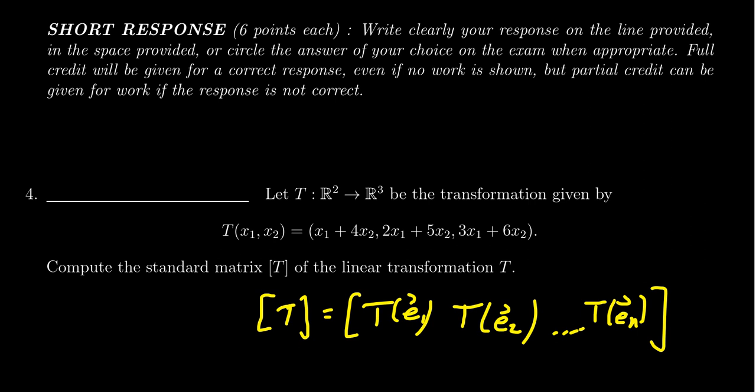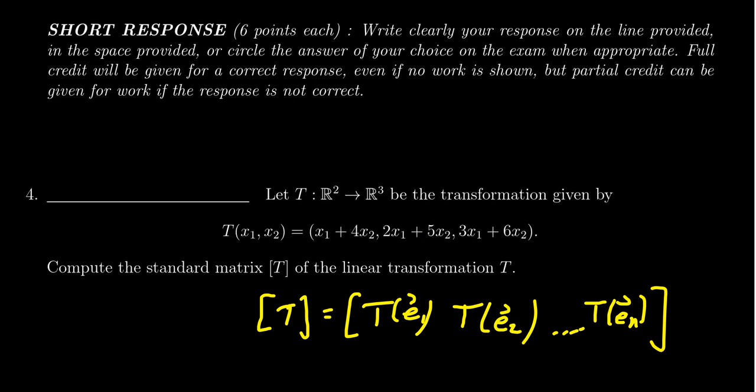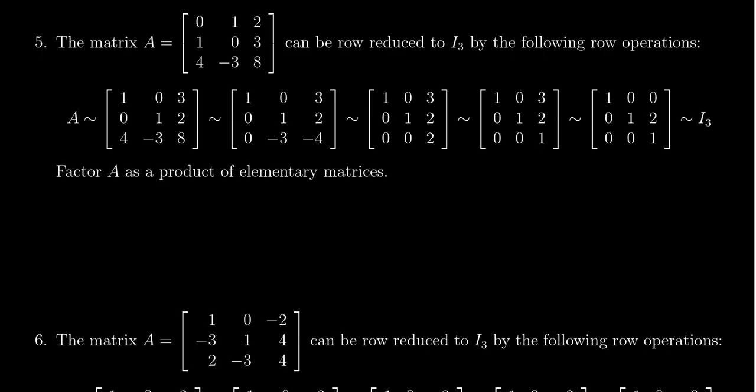So with this one right here, the idea is, if I set X1 to be 1 and X2 to be 0, what do I get? That gives me the first column. If I set X2 to be 1 and X1 to be 0, all the other variables to be 0, that's going to be my second column. That's how we compute these things. And this matrix representation we saw at the end of chapter 3. So you can see some more examples like this in section 3.7. That's going to be question number 4.